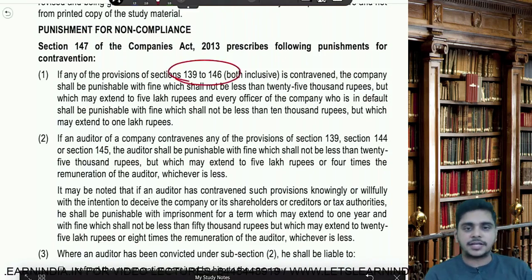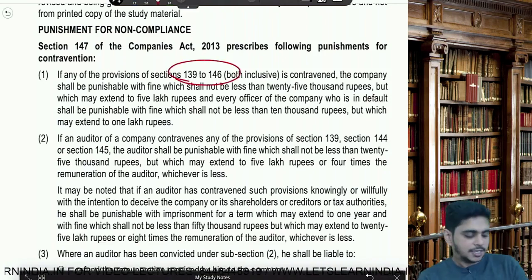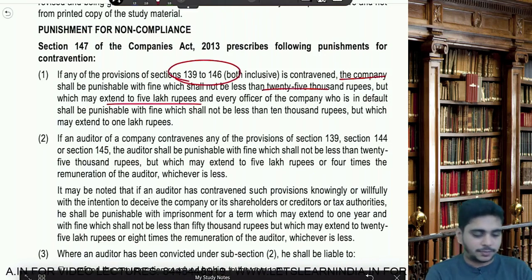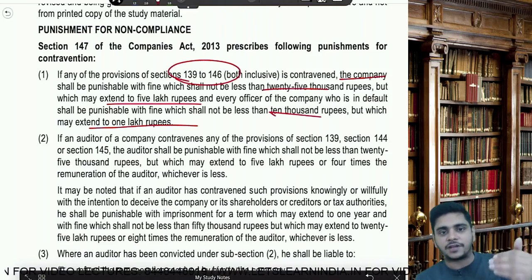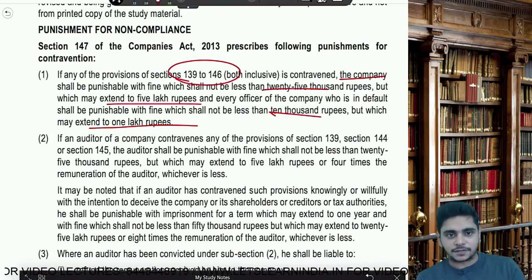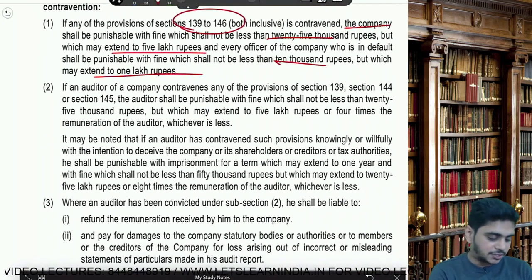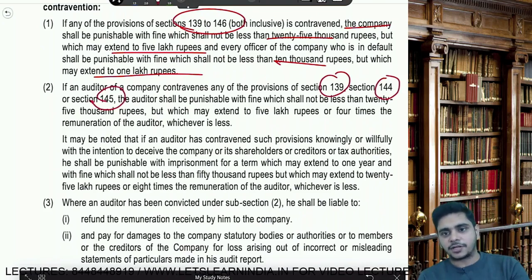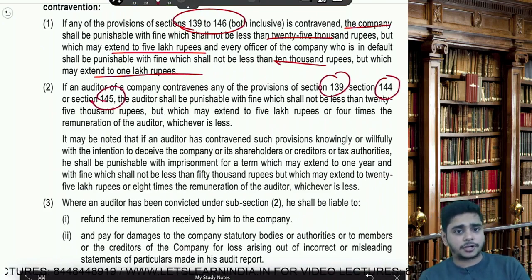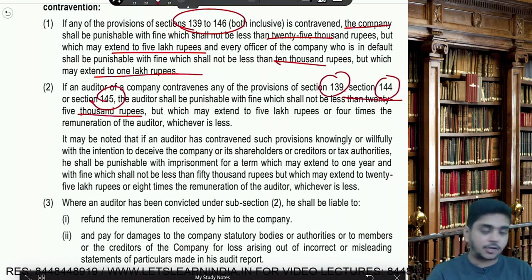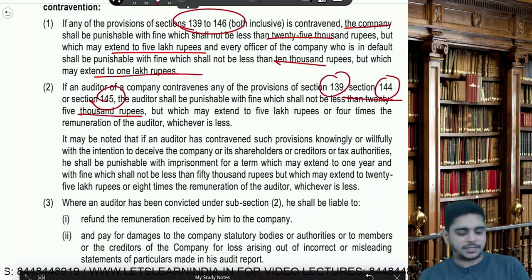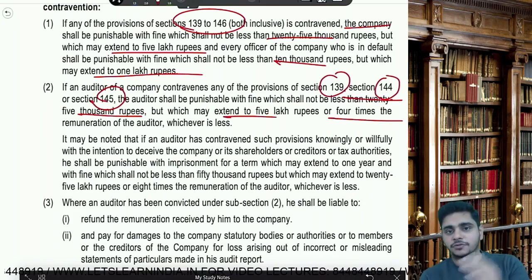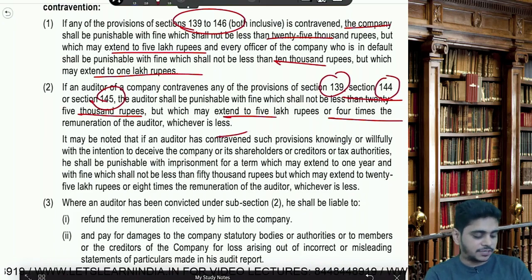If the company contravenes the entire series 139 to 146, the company will be liable for 25,000 rupees to 5 lakh rupees, and every officer will be liable for 10,000 to 1 lakh rupees. 25,000 to 5 lakh is for the company, 10,000 to 1 lakh is for the officer. If the auditor contravenes his sections, which sections? 139, 144, 145. 139 is appointment, 144 is prohibited services, 145 is signing of the audit report. Same penalty, 25,000 rupees to 5 lakh rupees, or 4 times the remuneration, whichever is less.